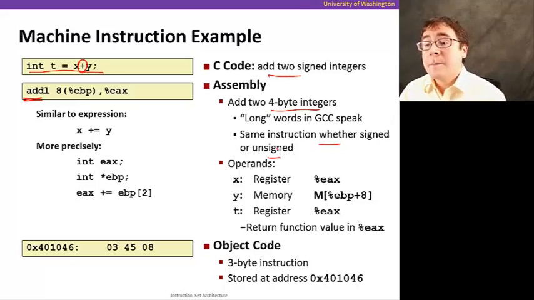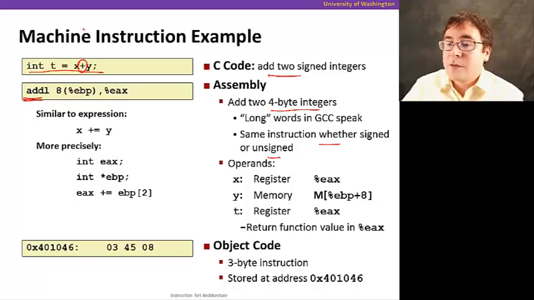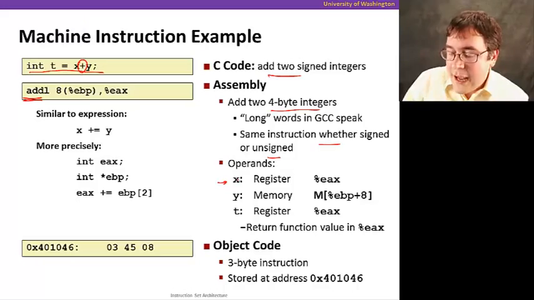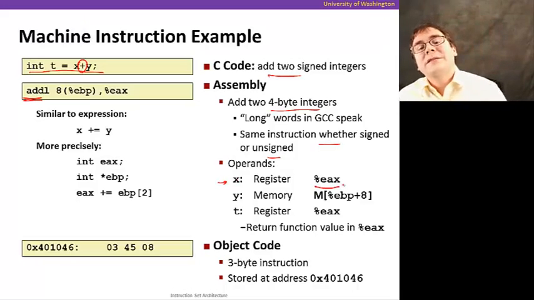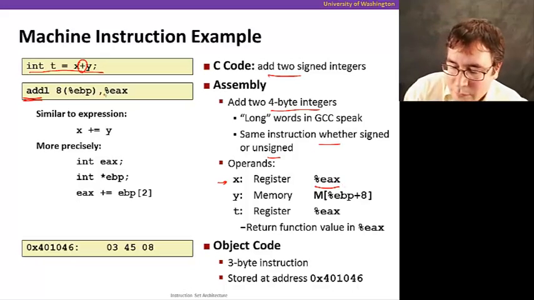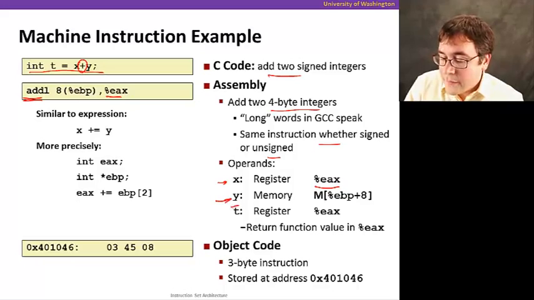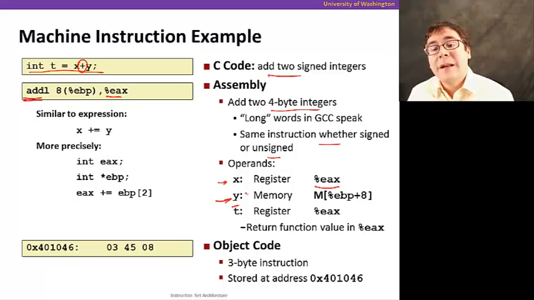So here are the operands of our operation. We're doing this addition here, x plus y. Now x has to be somewhere, and in this case, it happens to be stored in a register called EAX. That's one of the registers offered in the x86 ISA, and that's why it's one of the parameters in this instruction here. Now y, the variable y here, happens to be located in memory.